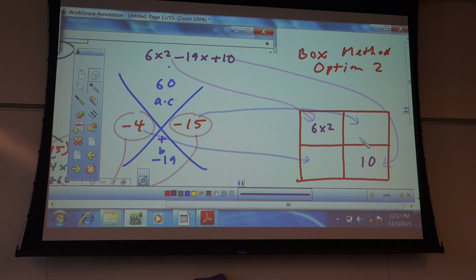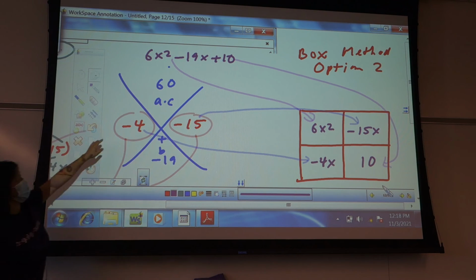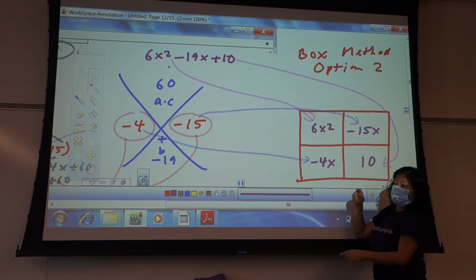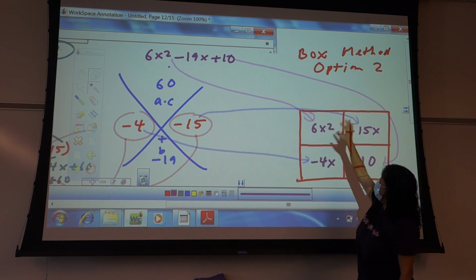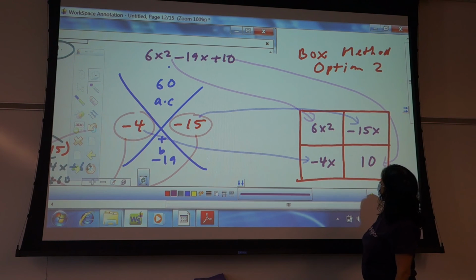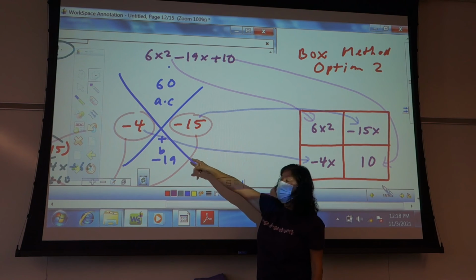Now these two numbers, the negative 4 and the negative 15, go here and here with x in them. So this becomes negative 15x. Is there a specific order? Nope, doesn't matter. They just have to have an x in there. You can put them in either spot. You'll get different numbers; they'll flip-flop is all. You still have to do the previous method to get those numbers either way.